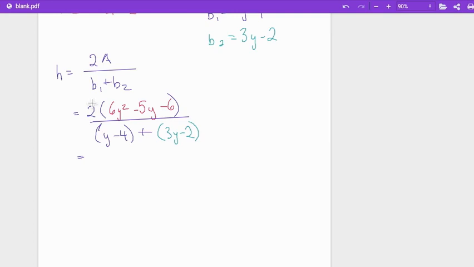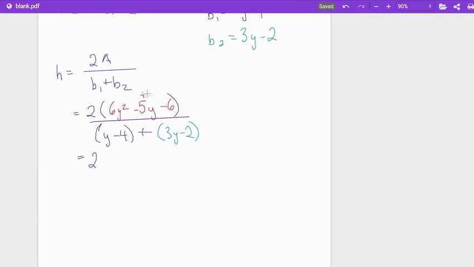Now, this is what you're going to want to do. Don't expand the 2. We want to simplify, so we want to factor out as much as possible. And this 2 is as if there was a common factor that was already factored out. Okay, I've got 2. Now I need to factor this on the side.